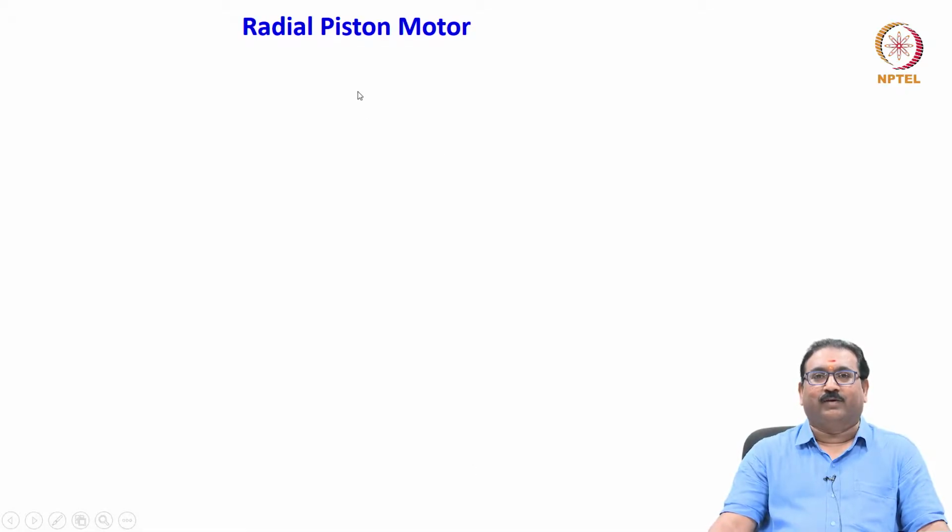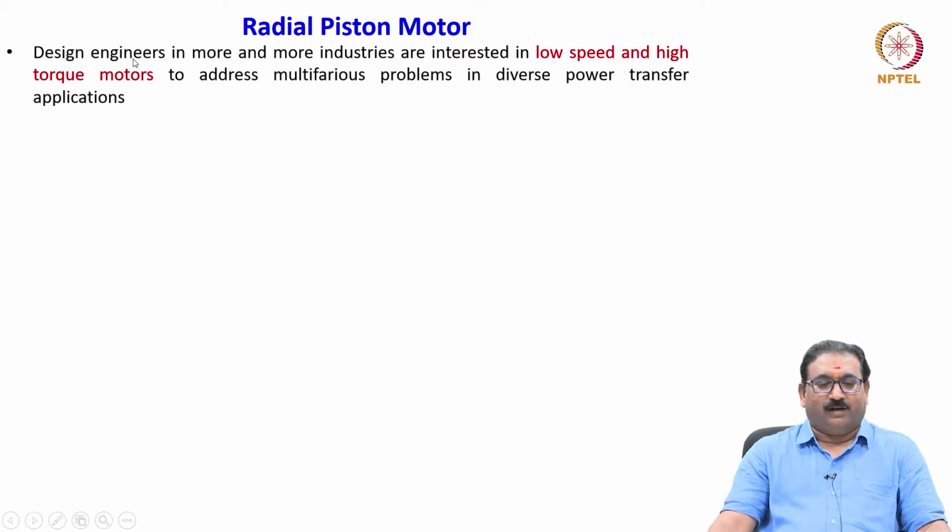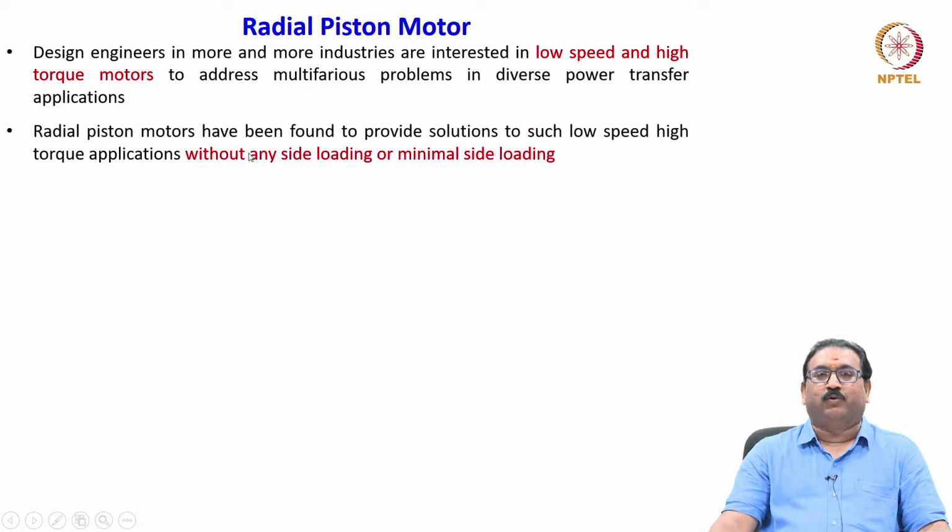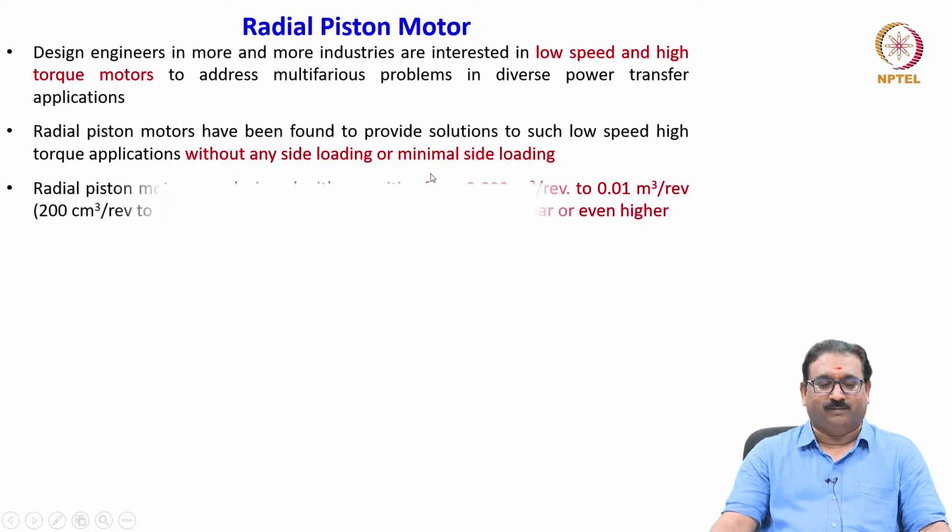Now the last one, which is rotary type radial piston motors. Design engineers in more and more industries are interested in low speed and high torque motors to address the multifarious problems in diverse power transfer applications. Radial piston motors have been found to provide a solution to such low speed, high torque applications without any side loading or with minimal side loading.